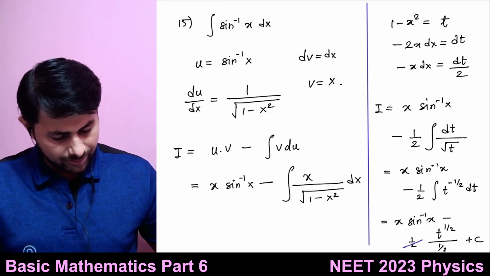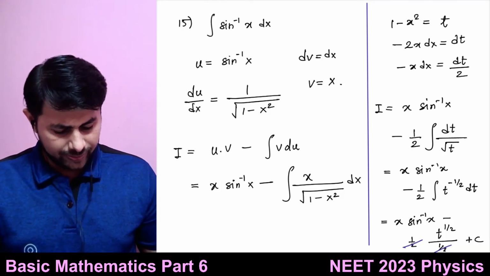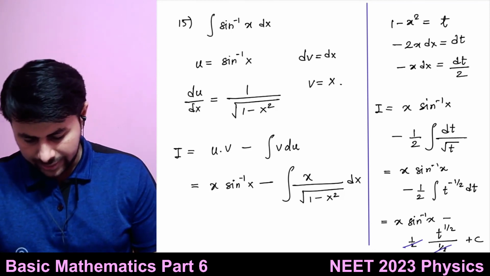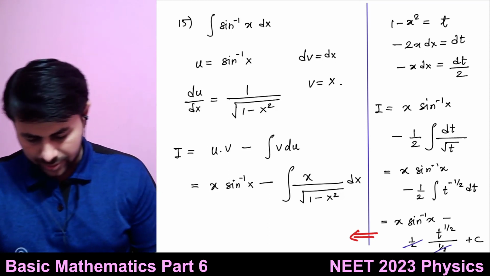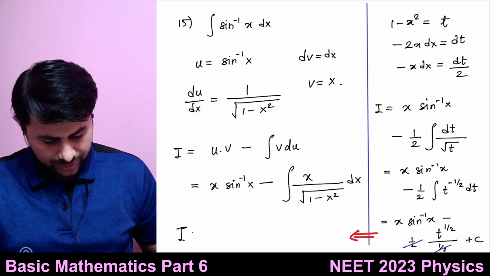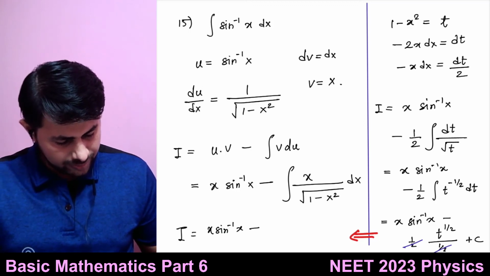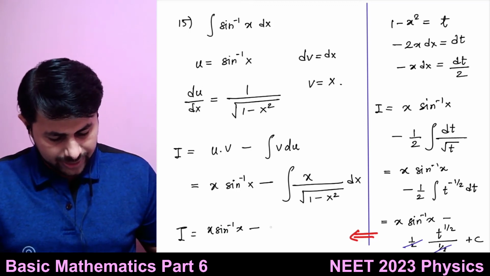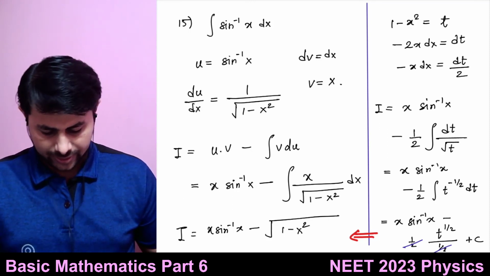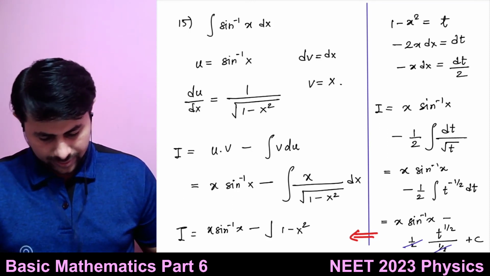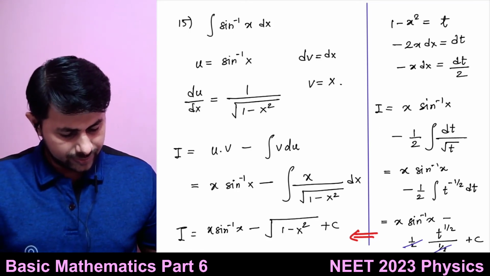So this half and this half get cancelled out. So it is t raised to half only. So the integration I is equal to x sine inverse x minus t raised to half, which means square root of t, the square root of 1 minus x square, plus c, right?